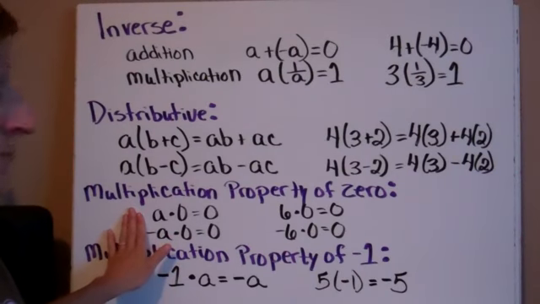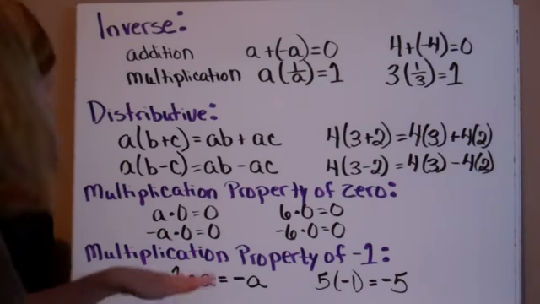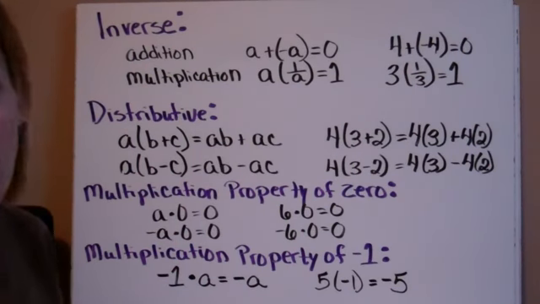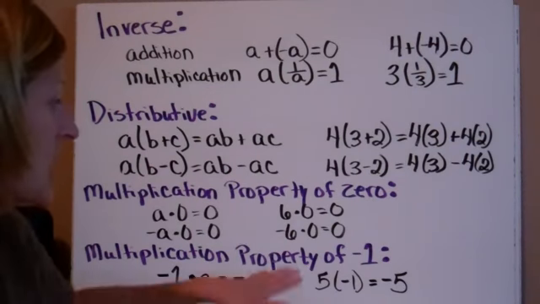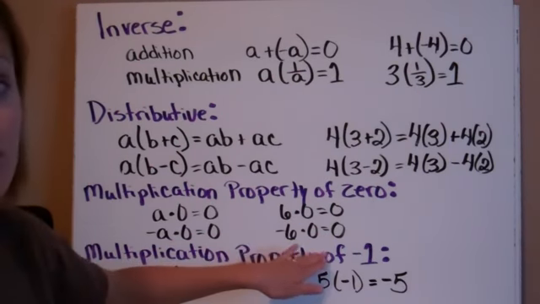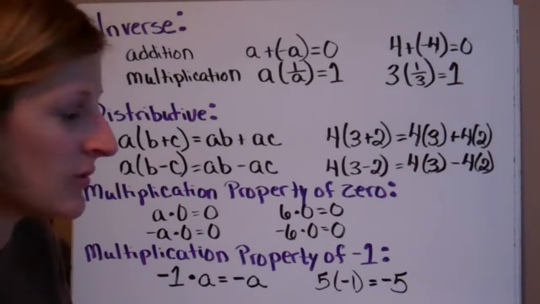Next is multiplication property of 0. Basically, when you multiply anything by 0, whether it's A or the opposite of A, we always get 0. That's a fact, never going to change. So 6 times 0 is 0. Negative 6 times 0 is still 0. No matter what you multiply 0 by, you're going to get 0.